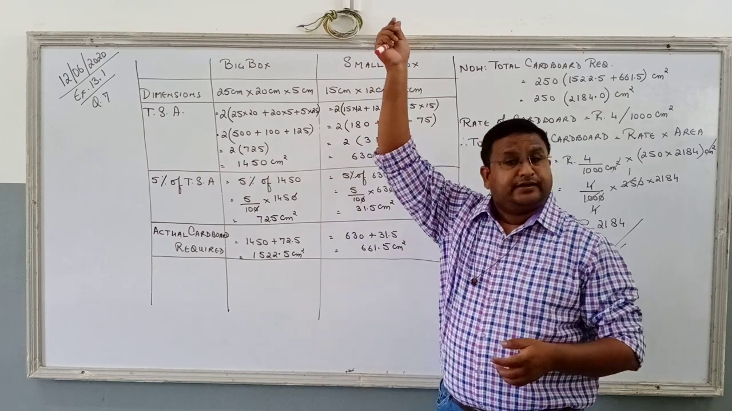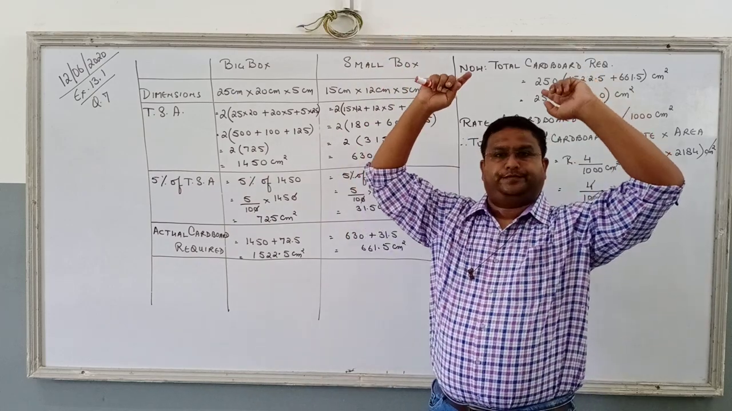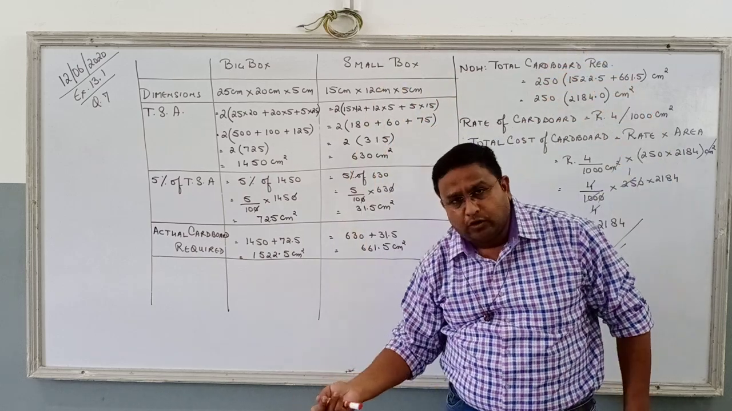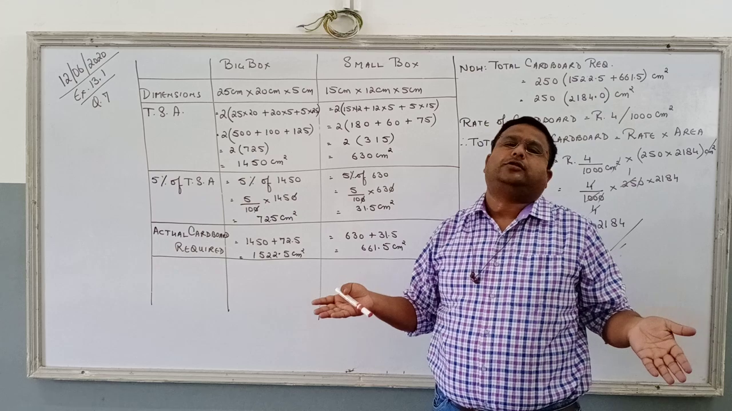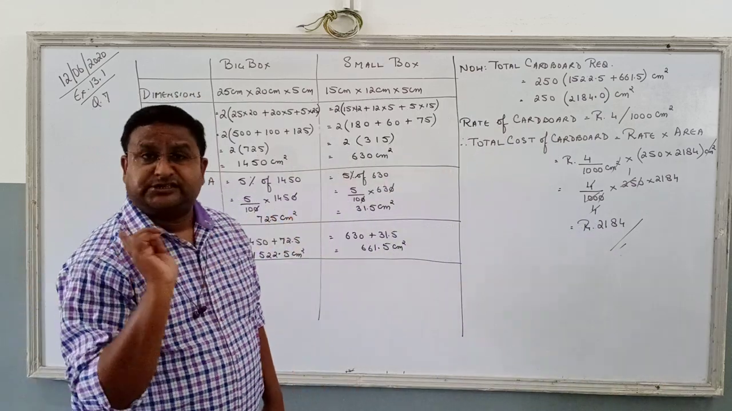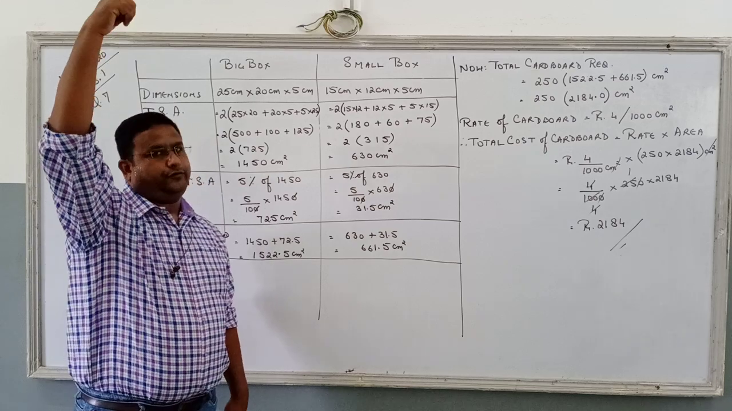Same way, the flap is there, which can be rolled up. And the top is required. Do we require tarpaulin on the floor? No sir, we don't require tarpaulin on the floor. So where is the tarpaulin going to be used? Area of four walls plus area of top.